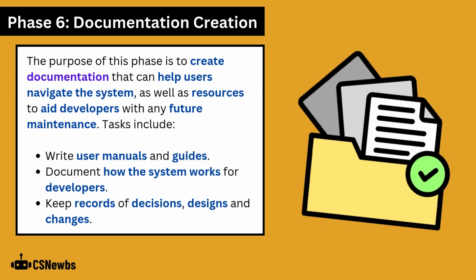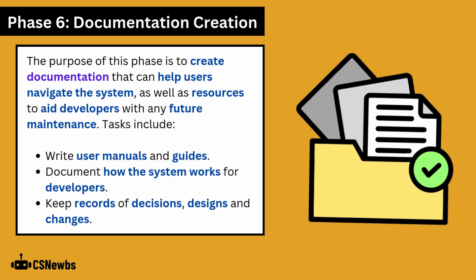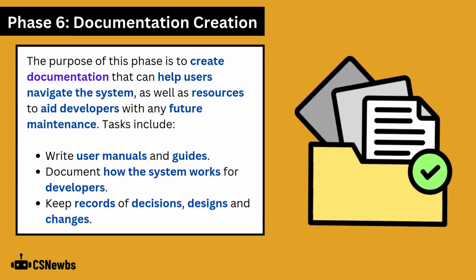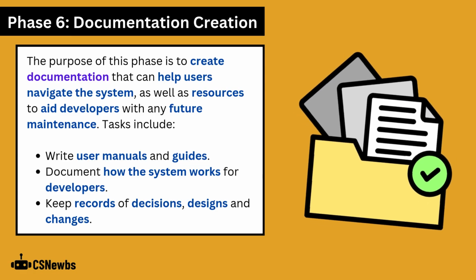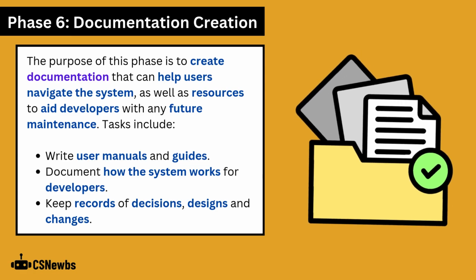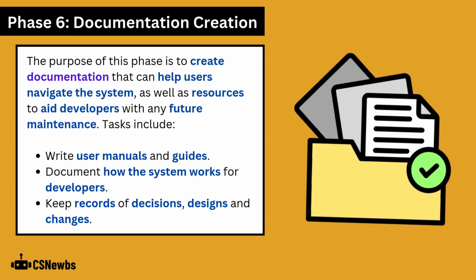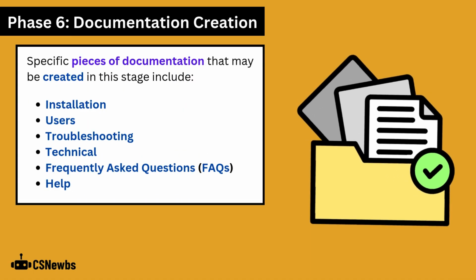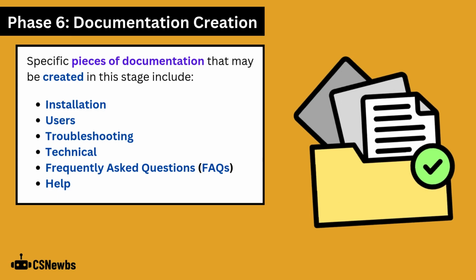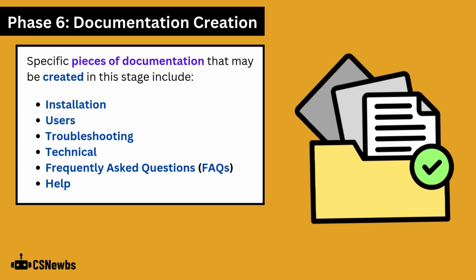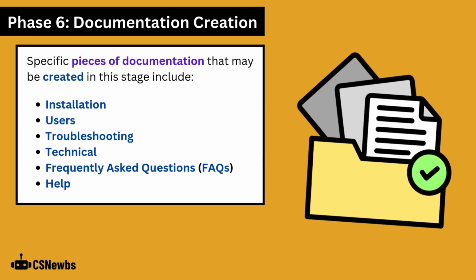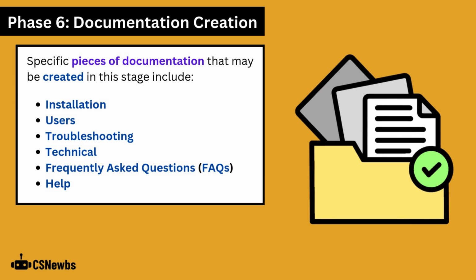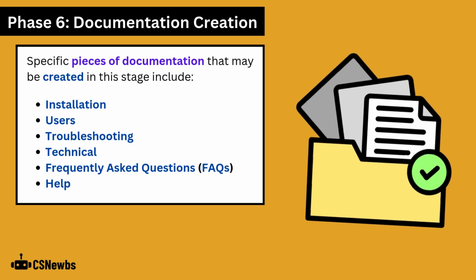The purpose of a penultimate phase is to create documentation that can help users navigate the system, as well as resources to aid developers with any future maintenance. Tasks include writing user manuals and guides, documenting how the system works for developers, and keeping records of decisions, designs, and any changes. Specific pieces of documentation that may be created in this stage include documents regarding installation, users, troubleshooting, technical details, frequently asked questions, and general help.